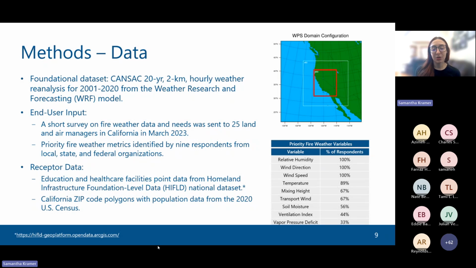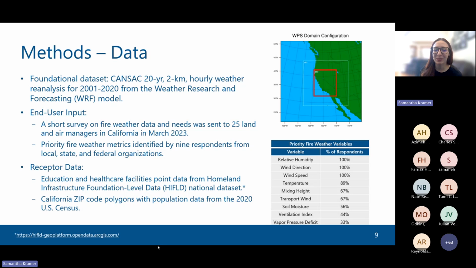And our first goal, our first step in this project was that we reached out to 25 land and air managers in California back in 2023 and asked which fire weather variables are most important for you to prioritize prescribed fire, extreme wildfire conditions, what variables do you use on a daily basis? And that was really informative. I really appreciate those, the 9 folks that did respond to us, and you can see here on the lower right which variables were the most important.